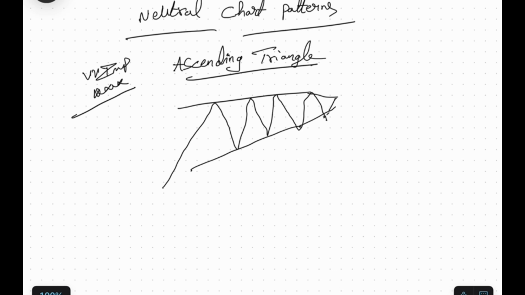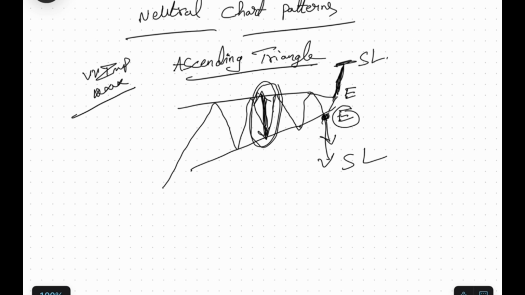Here also you can take entry. If it comes down, you have to take entry here. If it breaks up, you can take entry here. And the stop loss would be the channel range. This is the stop loss for this entry, and this is the stop loss for the other. This is the size of the stop loss you have to maintain. Okay.